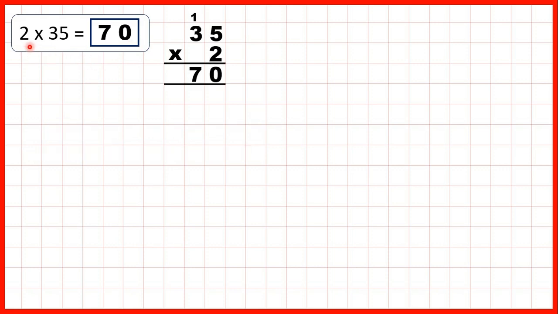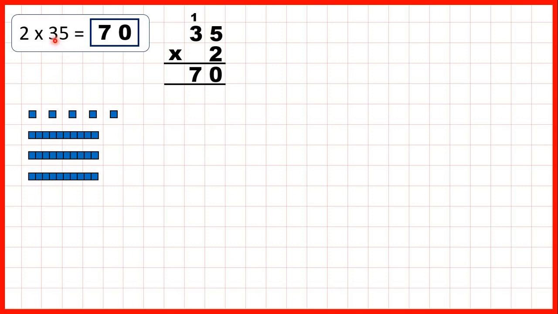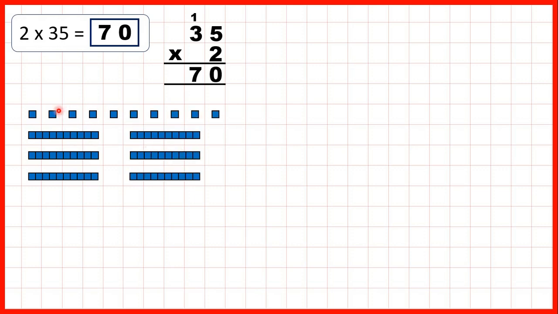Then for our last question, we had 2 times 35. Now we can represent 35 with 3 tens and 5 ones, and because the other number in our multiplication is 2, we can show what we have 2 times. Doing that gives us 10 ones, but if we have 10 ones, we can regroup those into 1 ten. So now we don't have any ones, which is why we have a 0 as the ones digit of our answer.